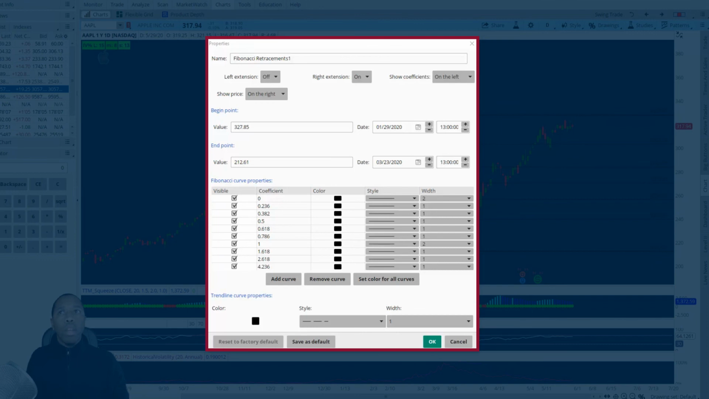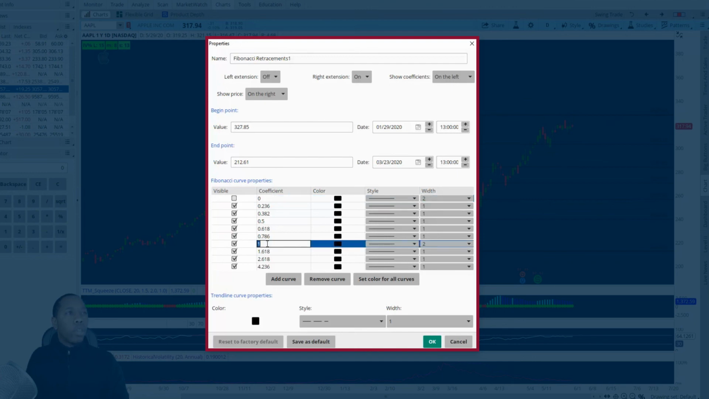Okay. And there are a lot of coefficients in here. But what we want to do is customize these coefficients. So you look down here. For one, I want to remove the 0. We don't need to use a 0. The 236, you want to keep that. The 382, we want to keep that. The 0.5 is the 50%. We can keep that on there. Sometimes I take it off, and we'll leave it on here for the demonstration. The 618, the 786. And the next one is the 1 right here.